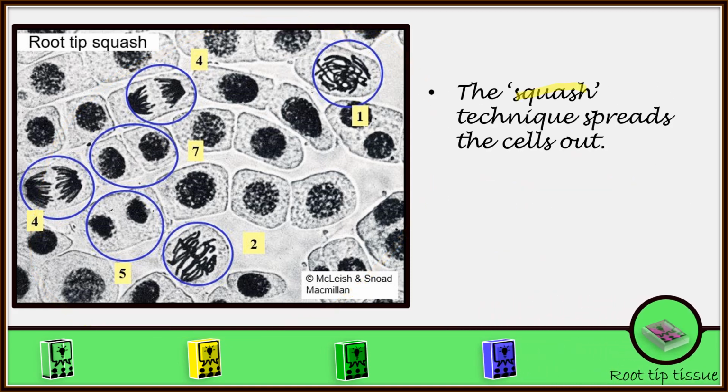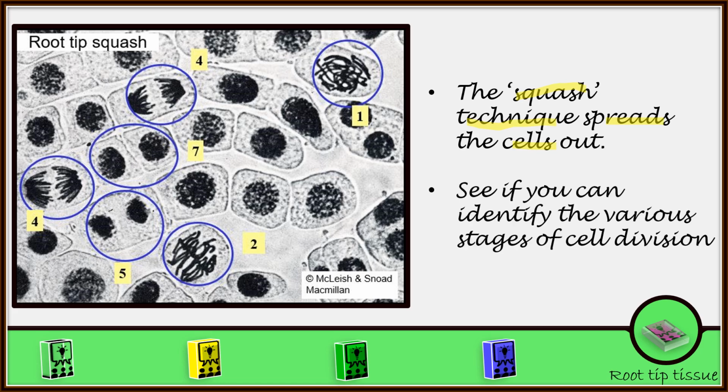The squash technique spreads the cells out. See if you can identify the various stages of cell division. Look at these cells here and see if you can identify the various stages. You can pause and try to find out.